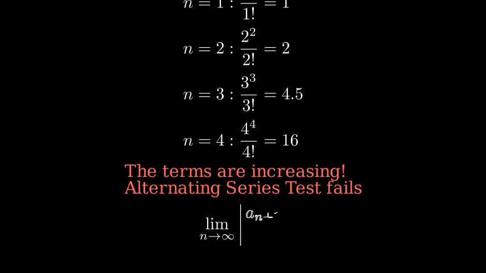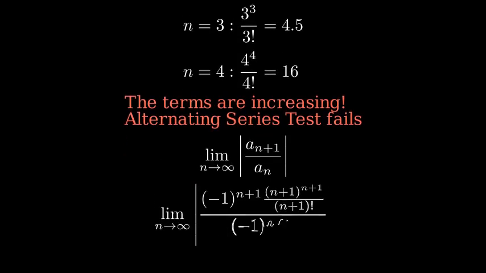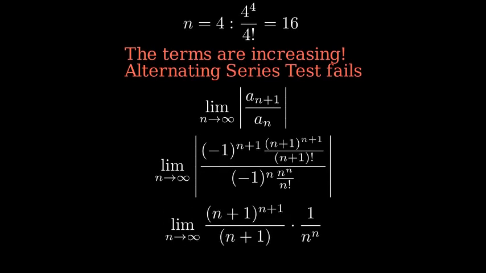For the ratio test, we take the limit as n approaches infinity of the absolute value of a sub n plus 1 over a sub n. Let's substitute our terms. We get the limit as n approaches infinity of the absolute value of (-1)^(n+1) times (n+1)^(n+1) over (n+1) factorial, divided by (-1)^n times n^n over n factorial.